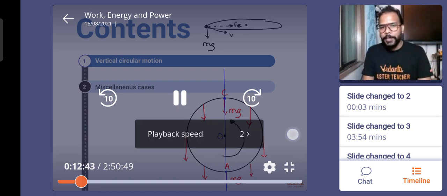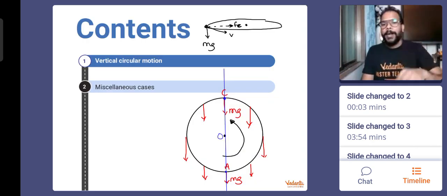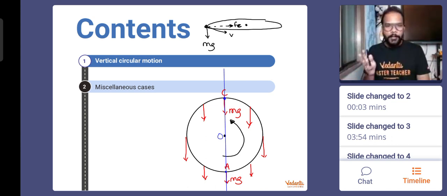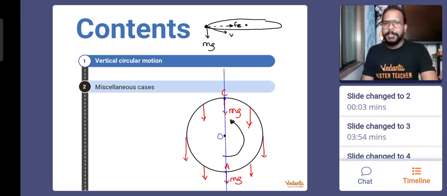That means this is where your center O is. At C the gravity is trying to act towards O, and at A the gravity is trying to act away from O. Right? It is actually acting the same way everywhere. It is only the path of the body where the beauty is, that points A and C are the only positions where gravity is radial in direction.